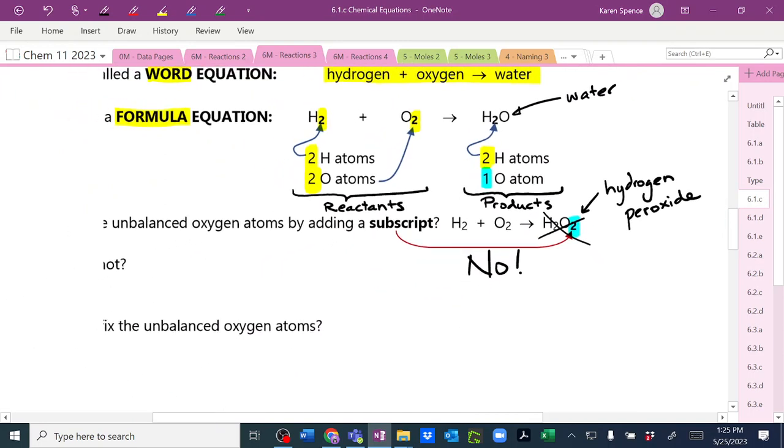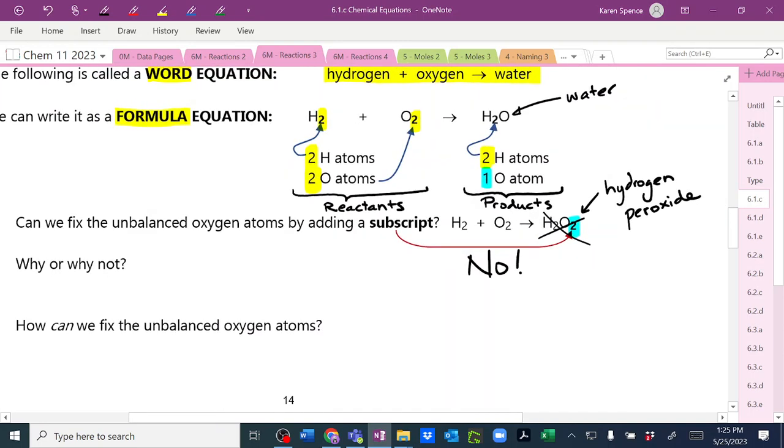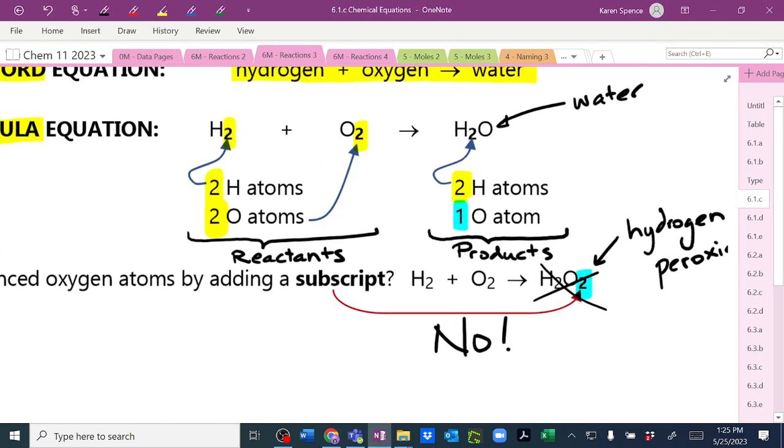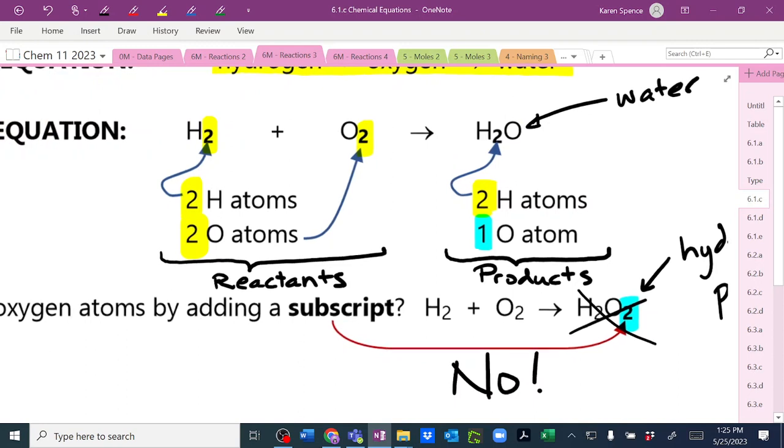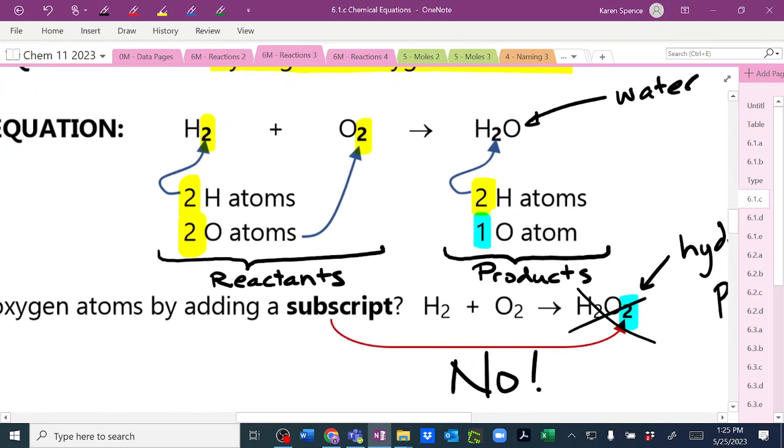How could we do it? Add a coefficient, bless you. Okay, if we add a coefficient, where should we add a coefficient? In front of H2O, yes? Because that's going to now give us, instead of one oxygen, two oxygens.